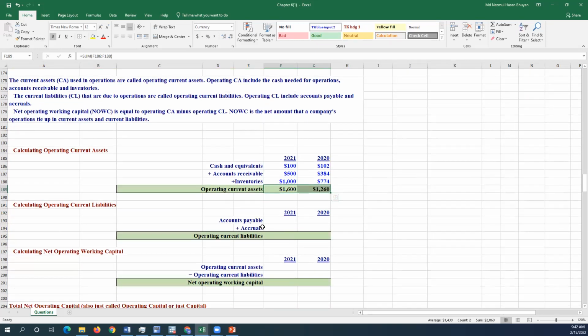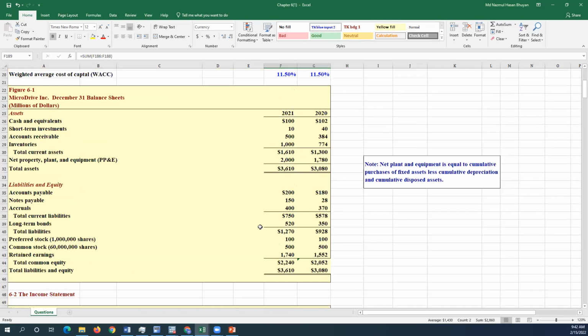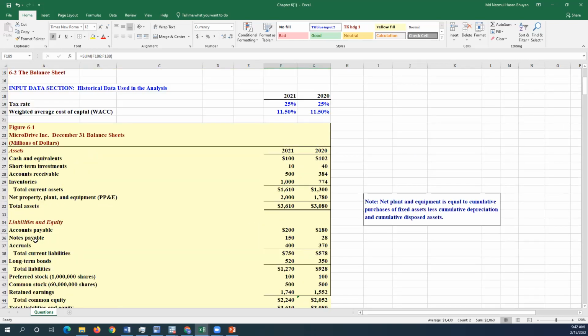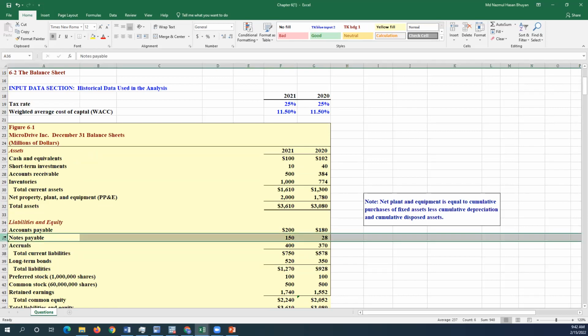Then operating current liabilities. Here you can see in our current liabilities section, we have just one debt account. So we are not going to include this debt account in our calculation for operating current liabilities. Other than this account, we are going to use the other accounts to get our operating current liabilities, and those other accounts include accounts payable and accruals.